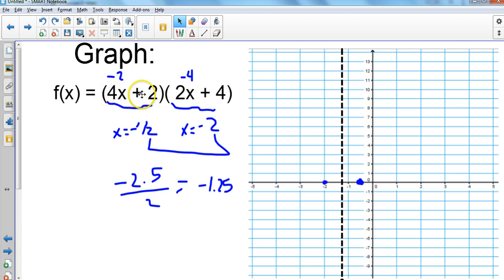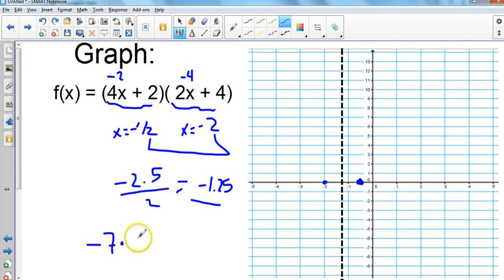and we're going to end up getting negative 5 out, and negative 5 plus 2 is negative 7. So when we're putting in negative 1 1/4, we get negative 7 times, let's put in our negative 1 1/4 here. So if you double negative 1 1/4, we get back to negative 2 1/2. Negative 2 1/2 plus 4 is just 1 1/2.